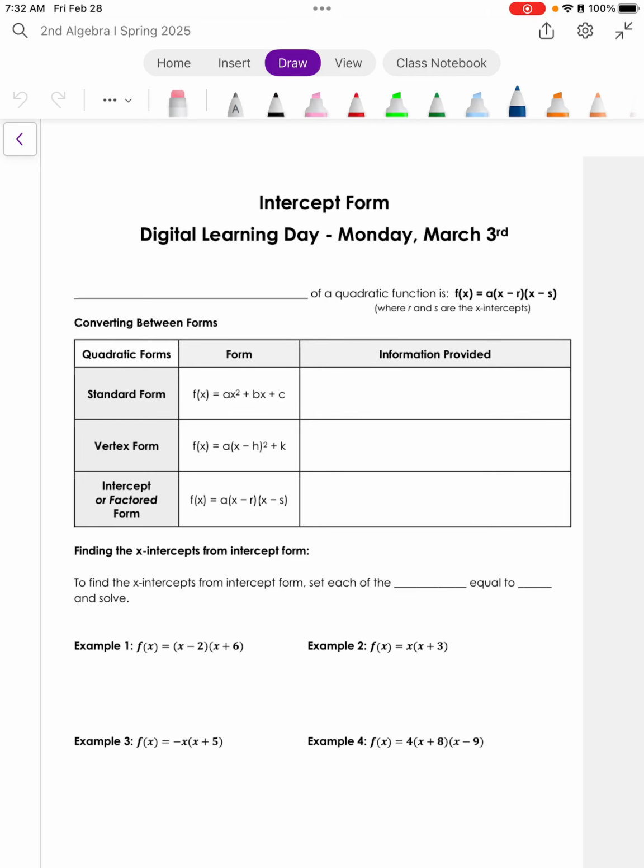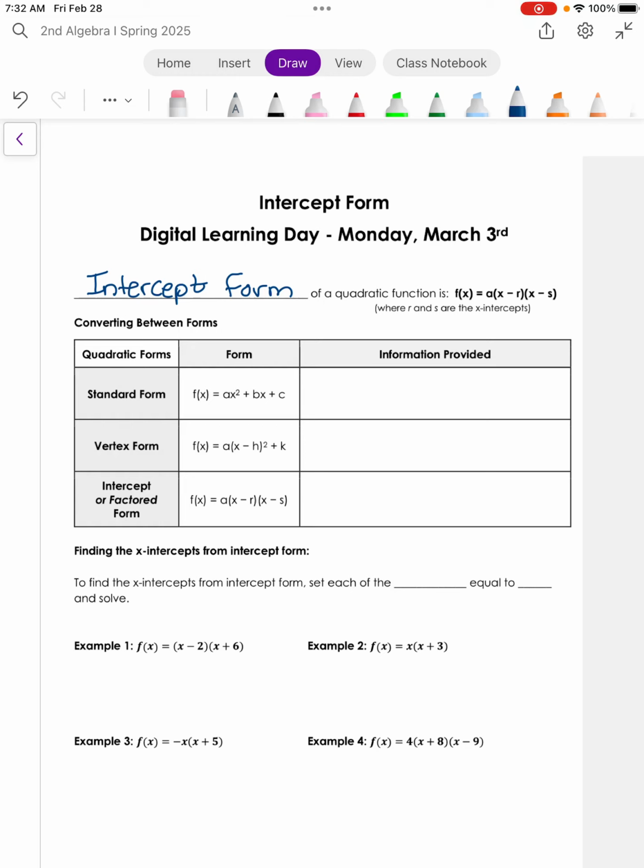All right, good morning. Today we're going to learn about the intercept form of a quadratic. So the intercept form of a quadratic function is f of x equals a times x minus r times x minus s.